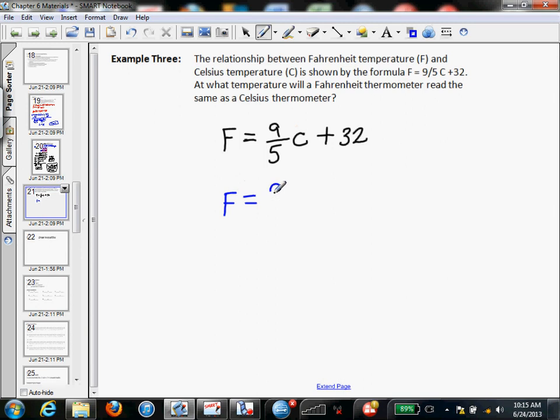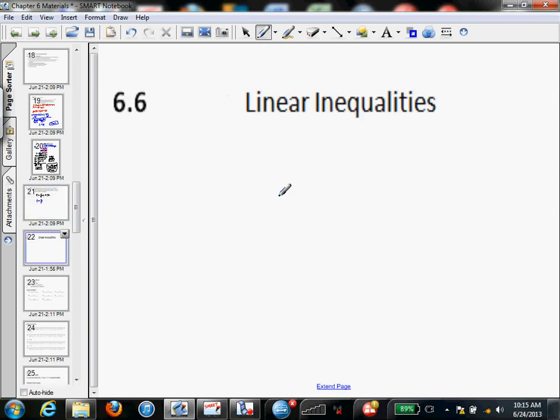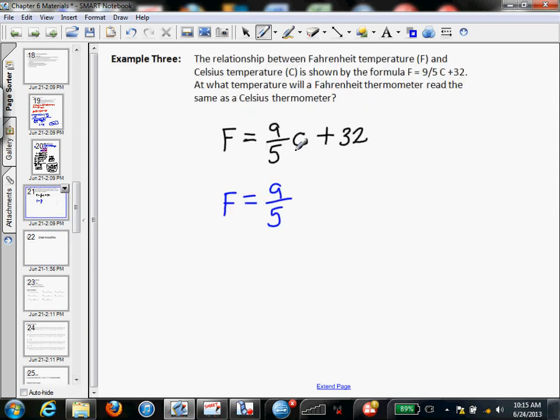So if we just do that one simple thing, we say F equals 9/5, and replace that C with an F, since we're solving for Fahrenheit, plus 32. Excuse me, let's bring these F's together and solve for the F. And we should get what the temperature should be when the two meet. So to do that, what you want to do is subtract 9/5 F on both sides of the equation.